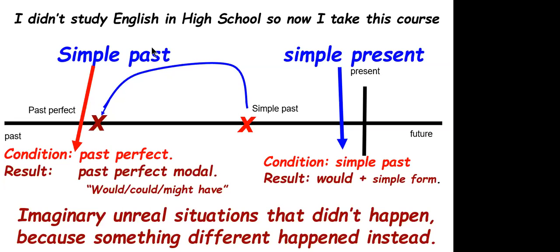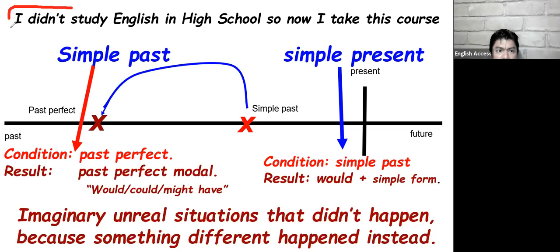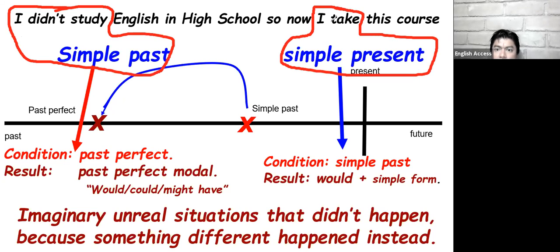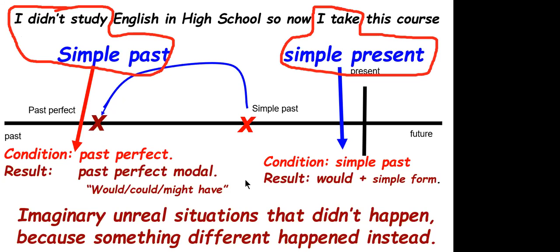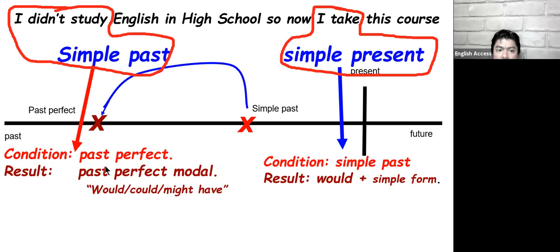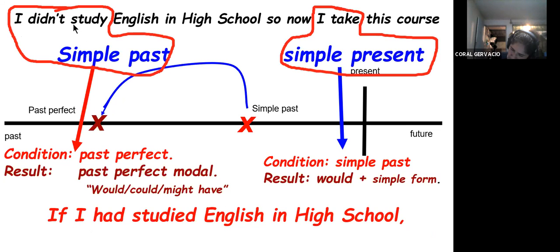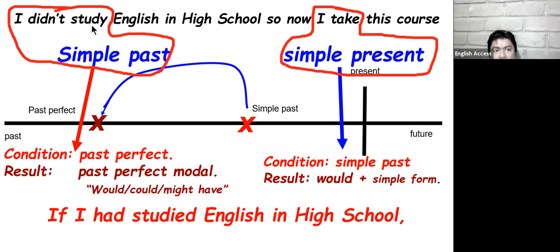The example, please. Okay. "I didn't study English in high school, so now I take this course." The reason why I did this is because this is simple past, and this is simple present. So let's write the conditional. The condition "I didn't study" is in the past, so it goes to past perfect: "If I had studied English in high school," and then the result is in the present.